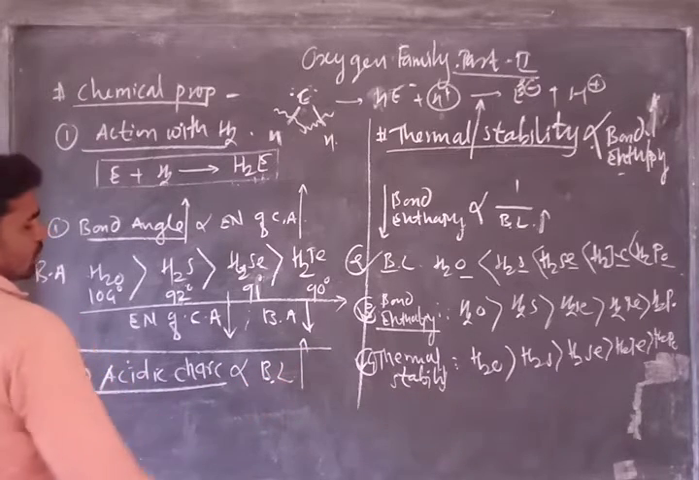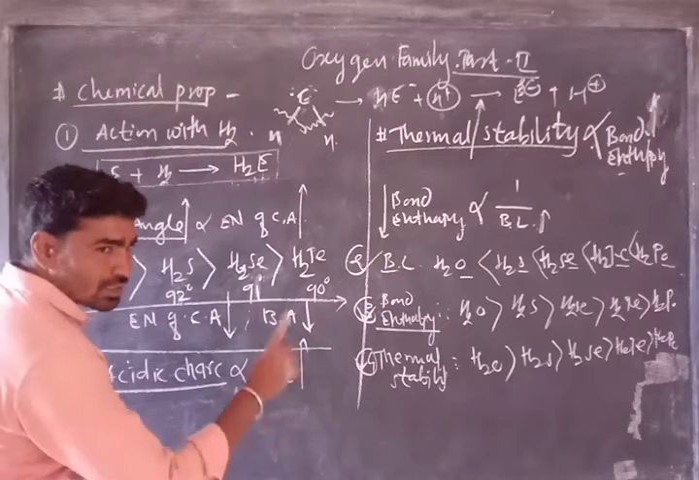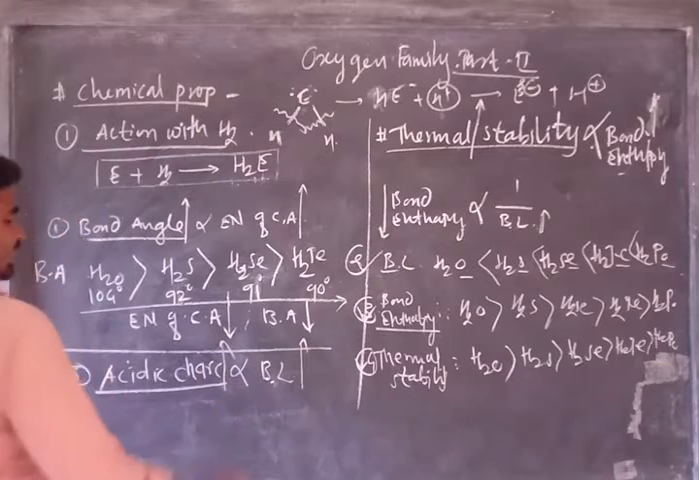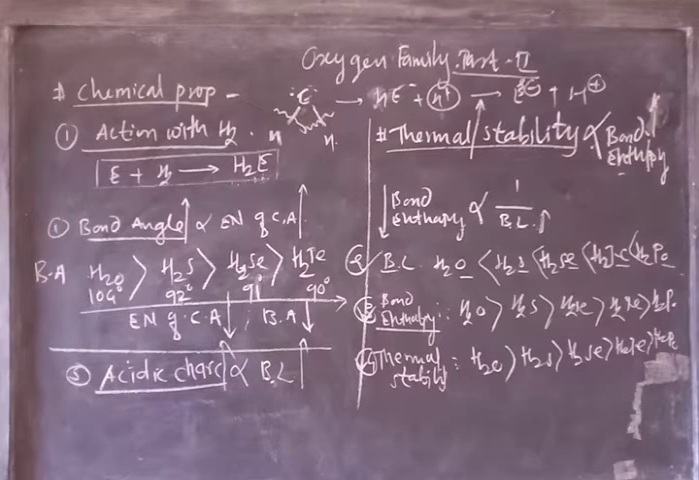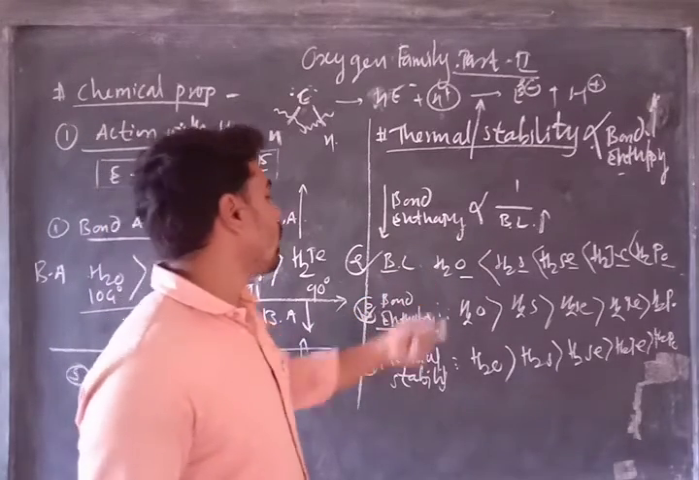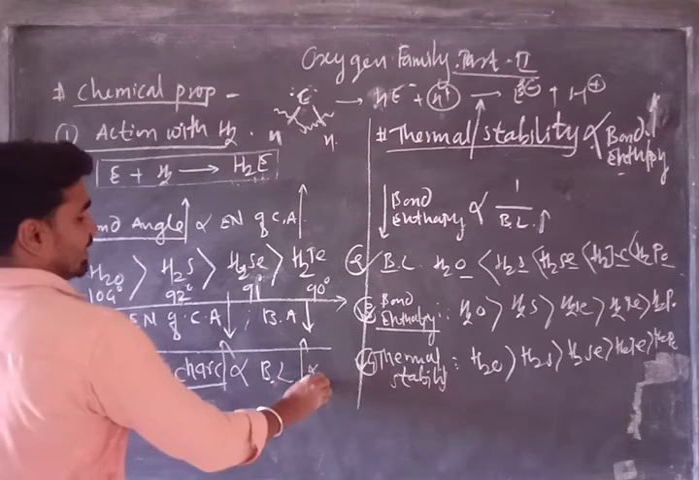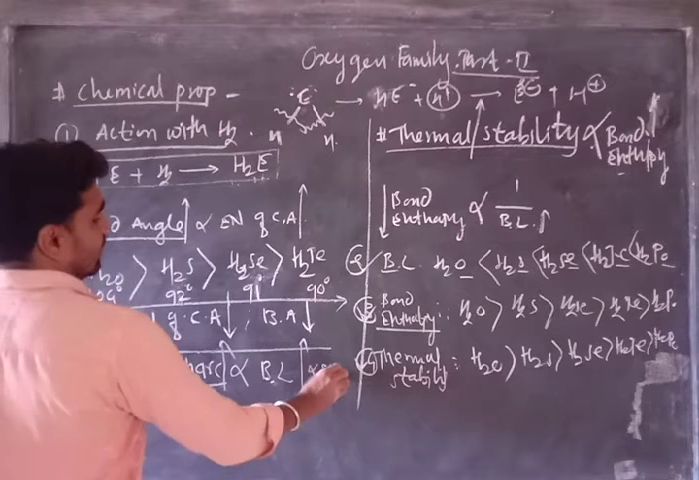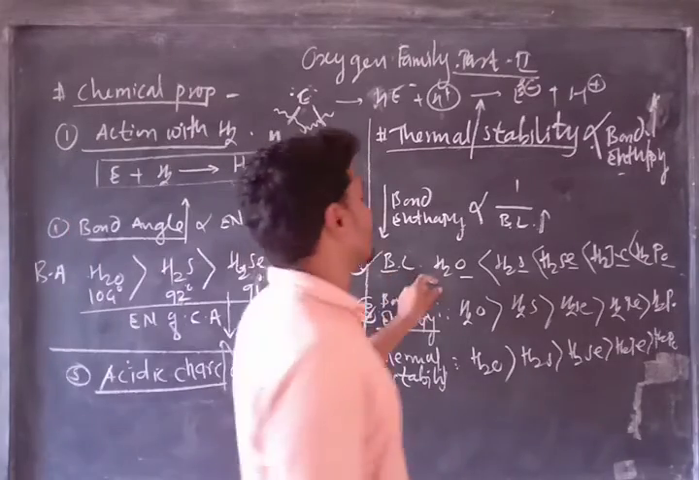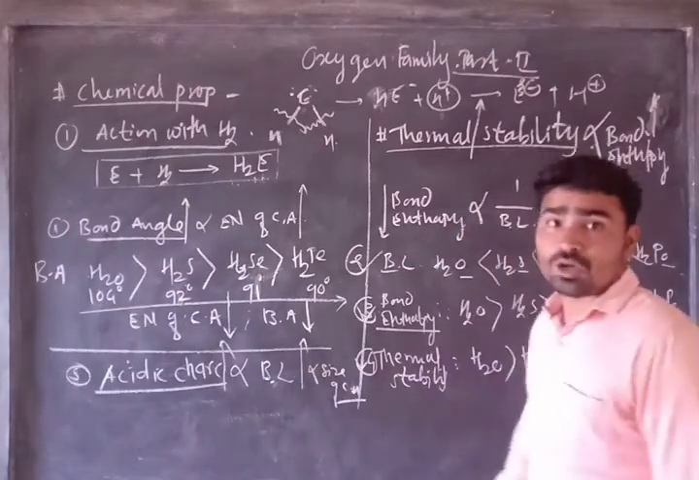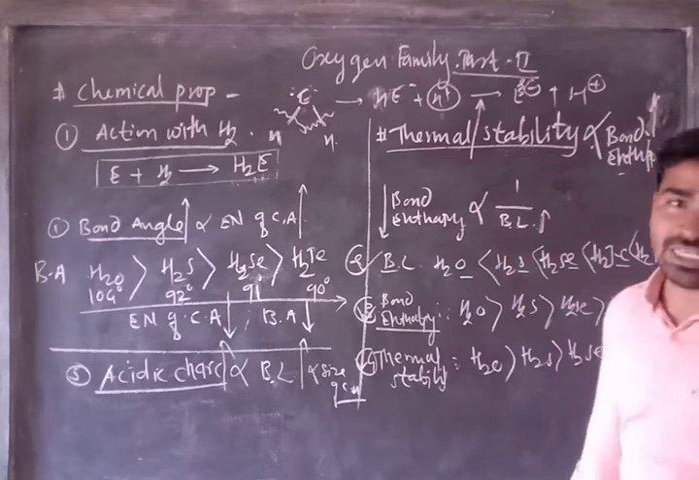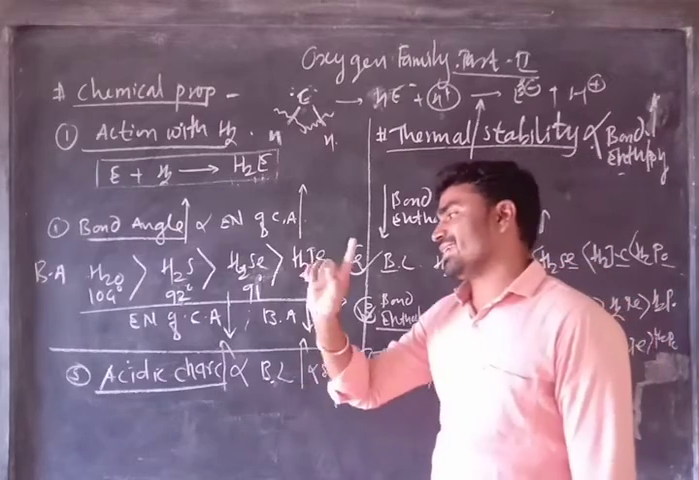बॉन्ड लेंथ जितनी ज़्यादा होगी बच्चों उतना बॉन्ड वीक होगा, जितना बॉन्ड वीक होगा उतना वह आसानी से H+ डोनेट करेगा, यानी कि उतना उसका एसिडिक कैरेक्टर भी ज़्यादा होगा. So acidic character is directly proportional to the bond length. You know that bond length depends on the atomic size of the central atom. Central atom की साइज के ऊपर bond length डिपेंड है यहाँ पे, क्योंकि टर्मिनल एटम हाइड्रोजन है जो सभी जगह कॉमन है. And as the central atom increases, the bond length increases, and as bond length increases, the acidic character increases.